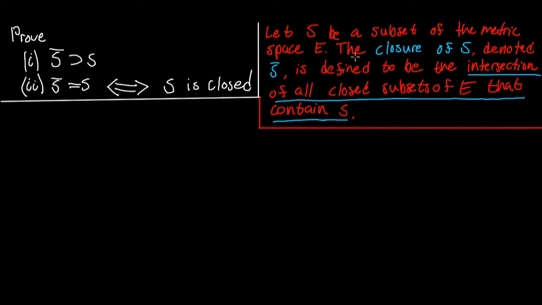If a set S is in a metric space E, then the closure of S, that we denote S bar, this S with the bar on top, is defined to be the intersection of all closed subsets of E that contain S.